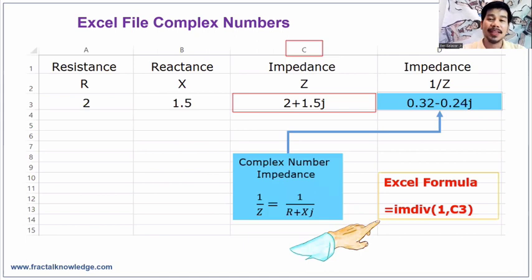To solve for impedance 1 over Z, the formula is equals IMDIV, open parenthesis, type 1, then comma, move cursor to C3, where you have the impedance Z, close parenthesis, enter. Then you have a complex number of 0.32 minus 0.24J.